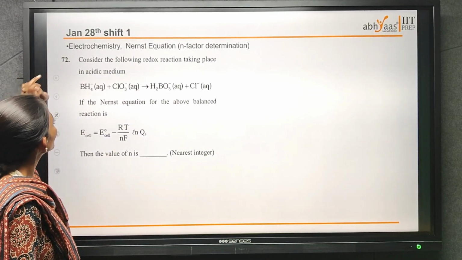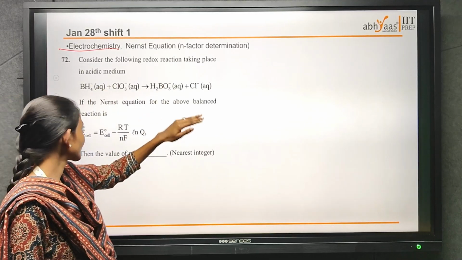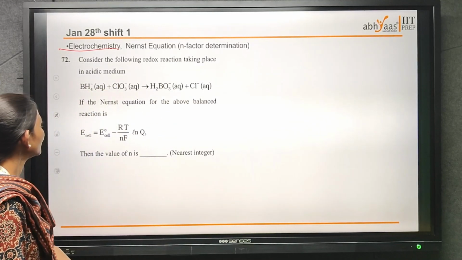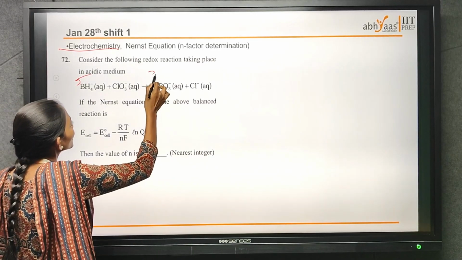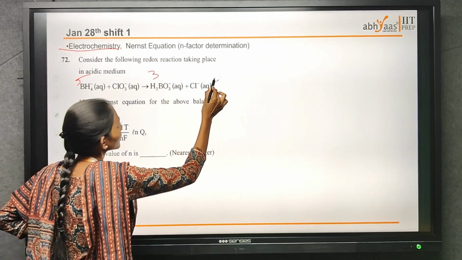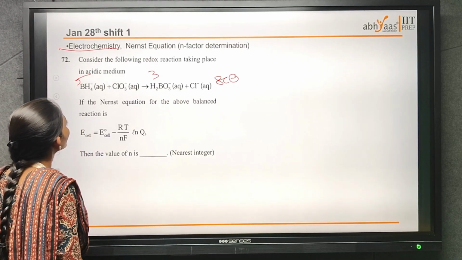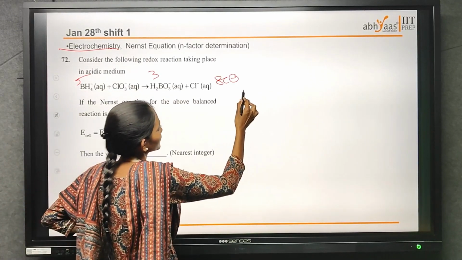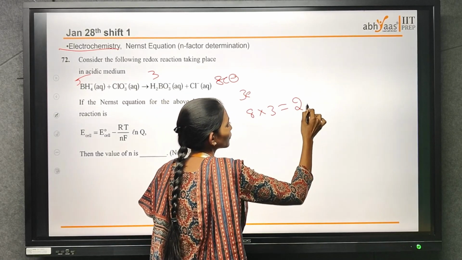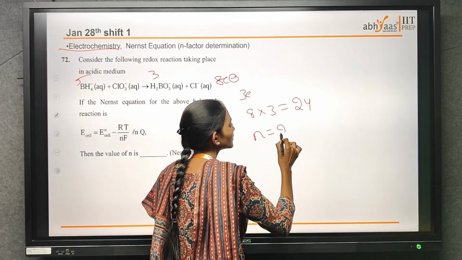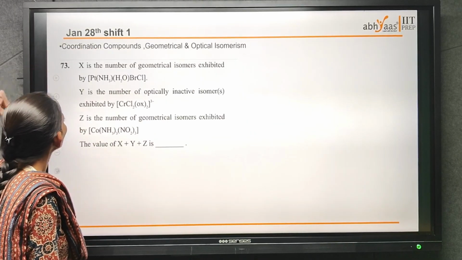Milli equivalence. Moving on to the next question, this is from electrochemistry. Consider the following redox reaction taking place in acidic medium. If you see here, you can see oxidation state 5 we are having, and here you are having 3. That means 8 electrons we are having in the bromine case. And coming to the chlorine case, 3 electrons we are having, right? So 8 into 3 will be 24. Therefore your N will be 24. Simple, very simple. Moving on to the next question.